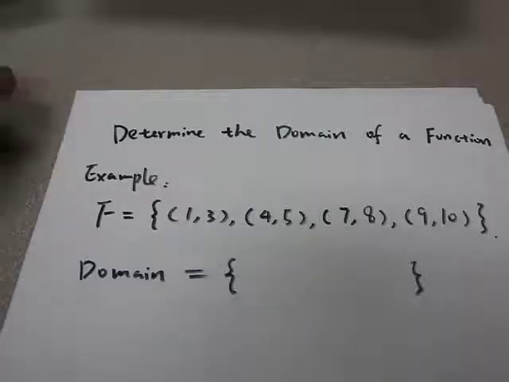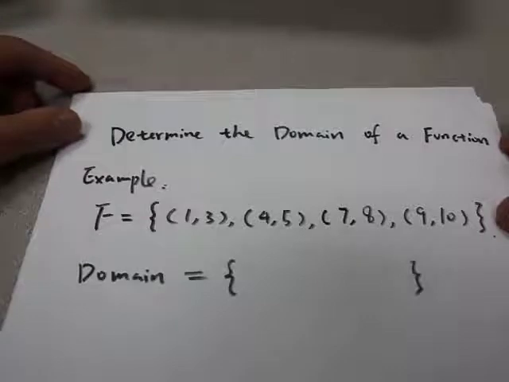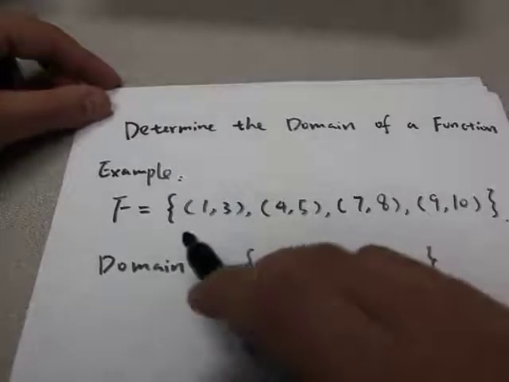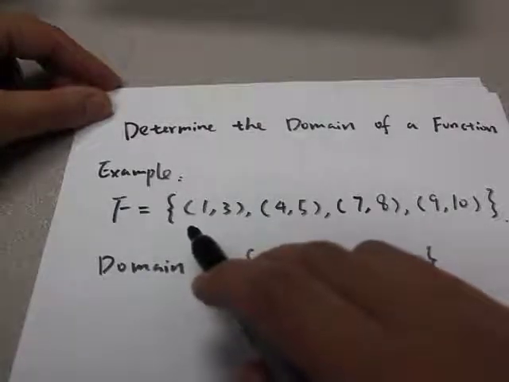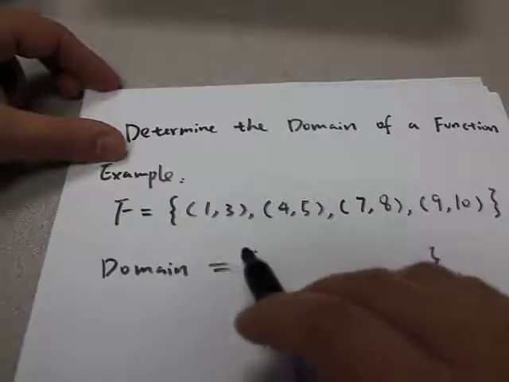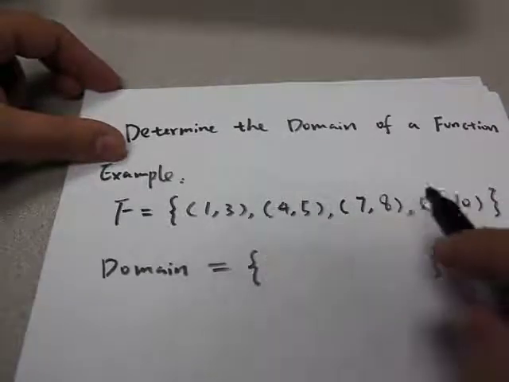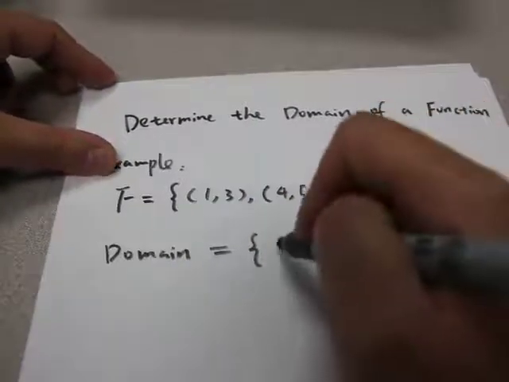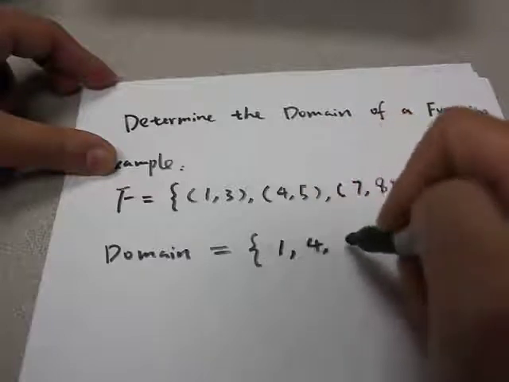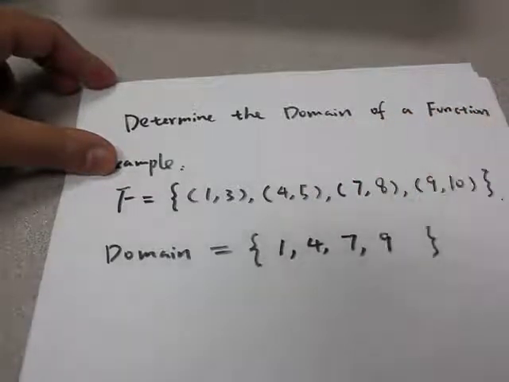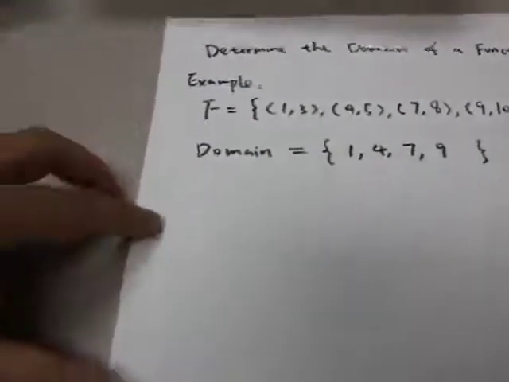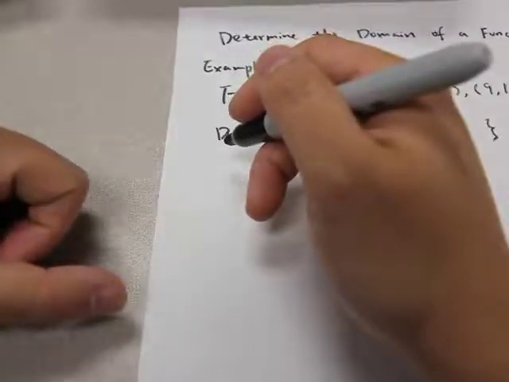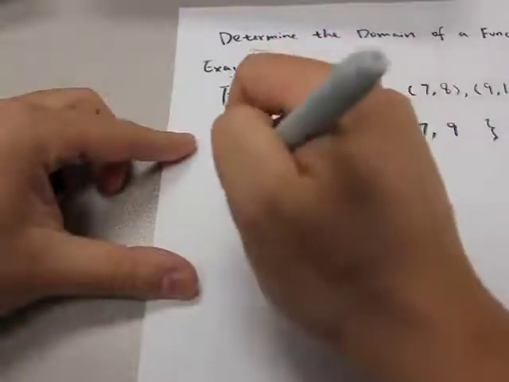Okay, in this video, we're going to look at how to determine the domain of a function. In my previous videos, we said if a function is defined by a relation, then the domain is the set of all the first components. So in this example, the domain of this function is 1, 4, 7, and 9. Now next, we're going to look at what if a function is defined by an equation.